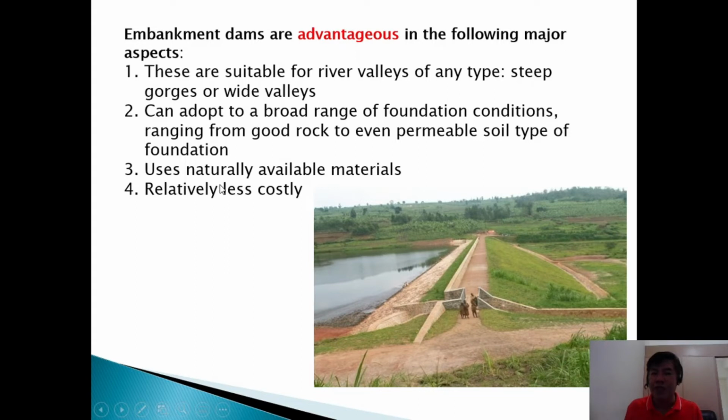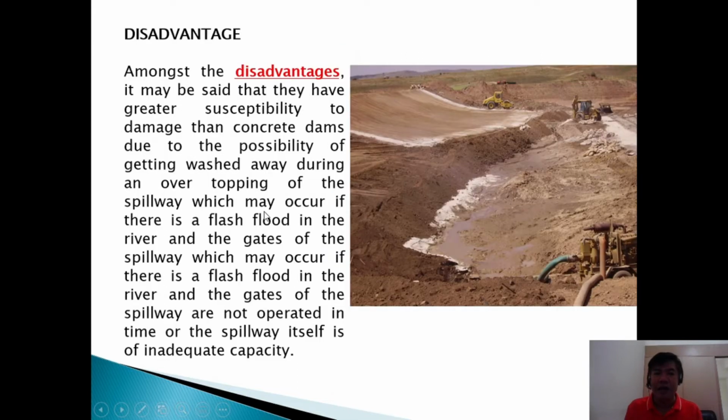It uses naturally available material, so it is friendly to the environment and has relatively less cost. And of course, since it has disadvantages, that's the reason why we do the full design and the full analysis.